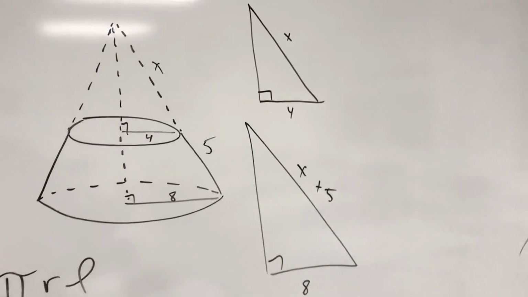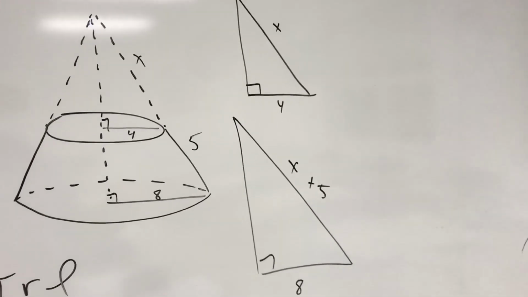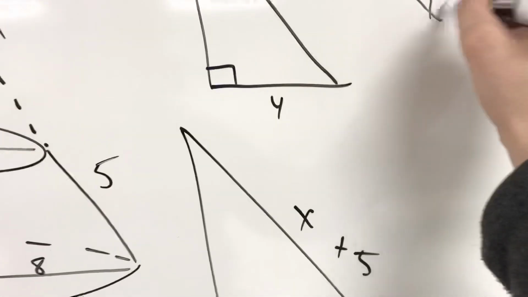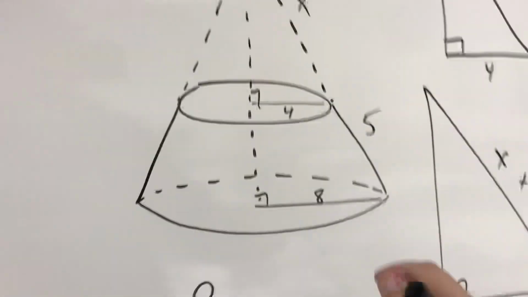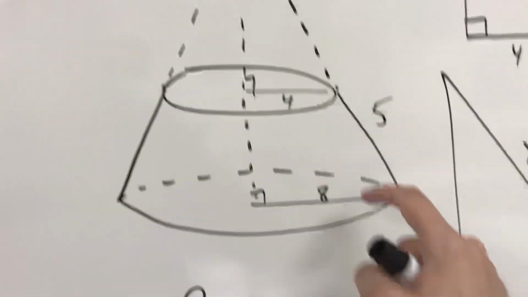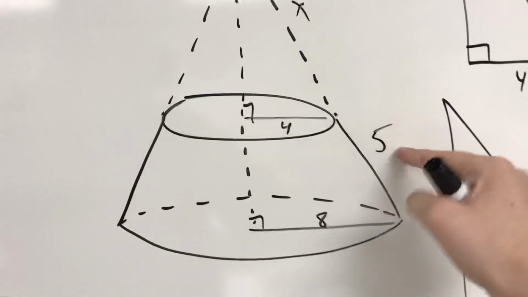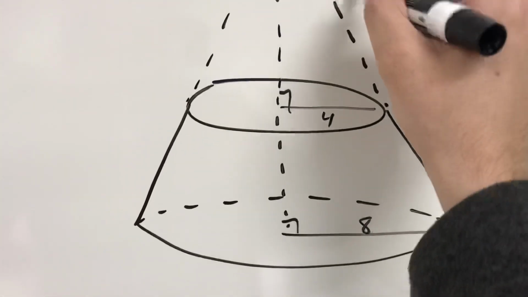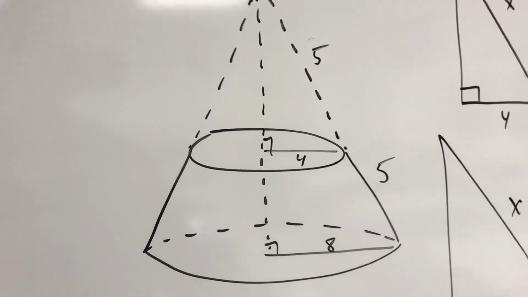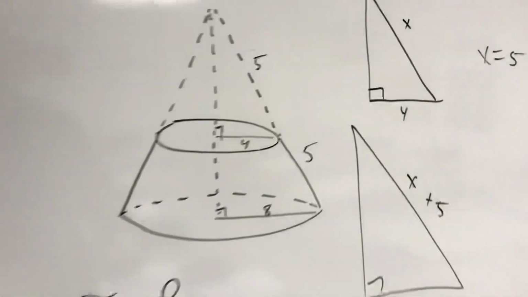So anyway, if you set up a proportion and solve there, I think x is going to end up equaling 5. And actually, you may be able to see there's a 1 to 2 ratio between these two parts here. So there should be a 1 to 2 ratio between that upper part and the whole as well. So we're going to get something that looks like that for the missing parts.